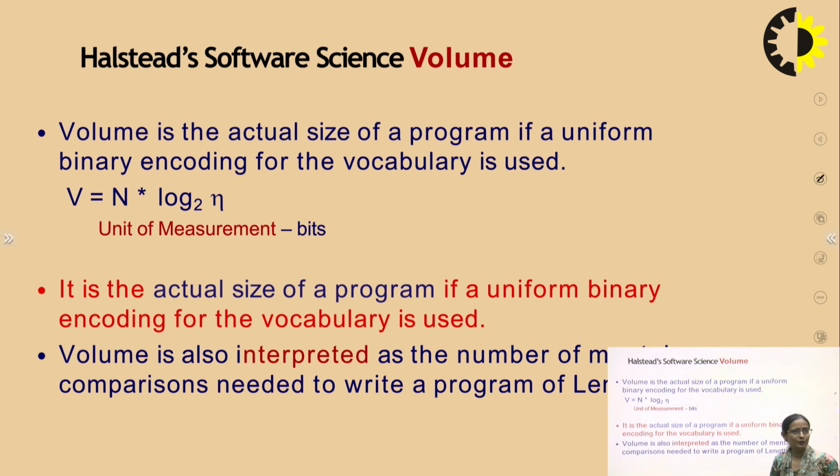Another important metric is volume. It is calculated as N into log base 2 eta. And the unit of measurement in this case is bits. Always the output comes in the form of bits. What the volume says is the actual size of a program if a uniform binary encoding for the vocabulary is used. It is also interpreted as the number of mental comparisons needed to write a program of length N. This is another important definition of the volume of software.